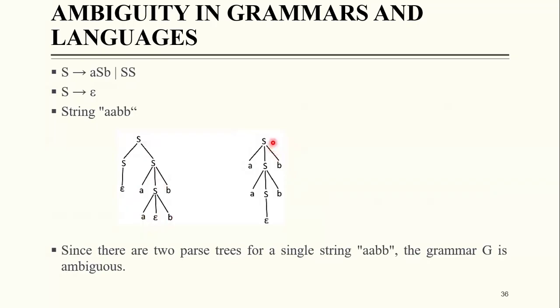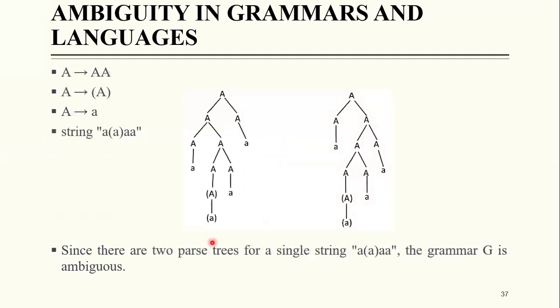And next, another possibility. I have chosen that S derives ASB. Again, for this non-terminal, I have chosen ASB again. Again, for this non-terminal I have chosen SS and epsilon. So now we got the output as A, omitting epsilon, B. So A, B, we got. So since there are two parse trees for the single string AABB, the given grammar G is ambiguous.